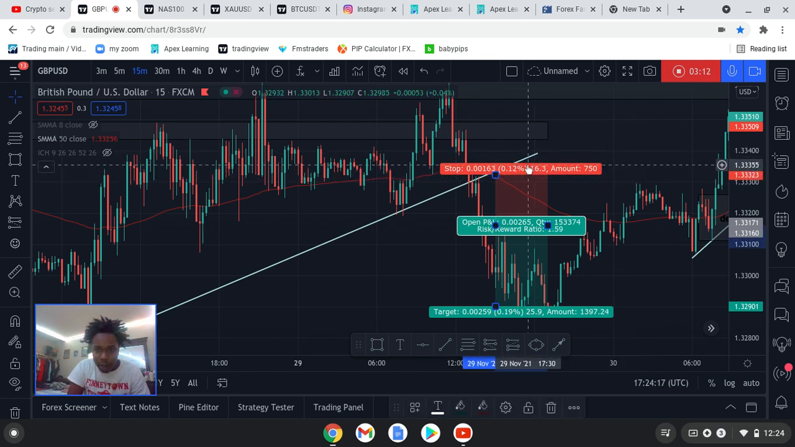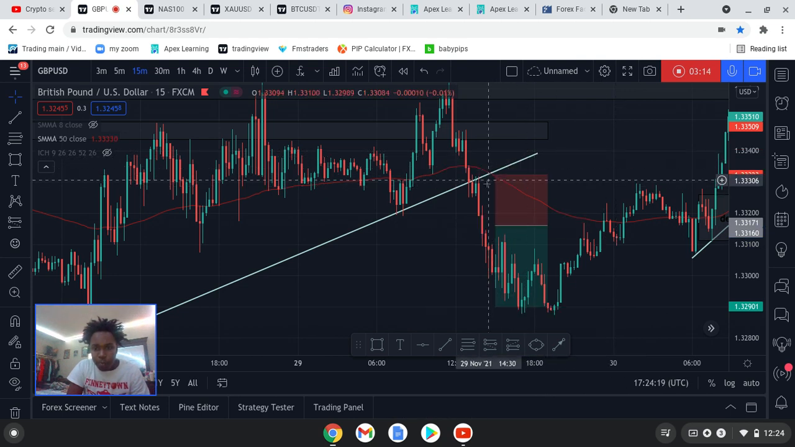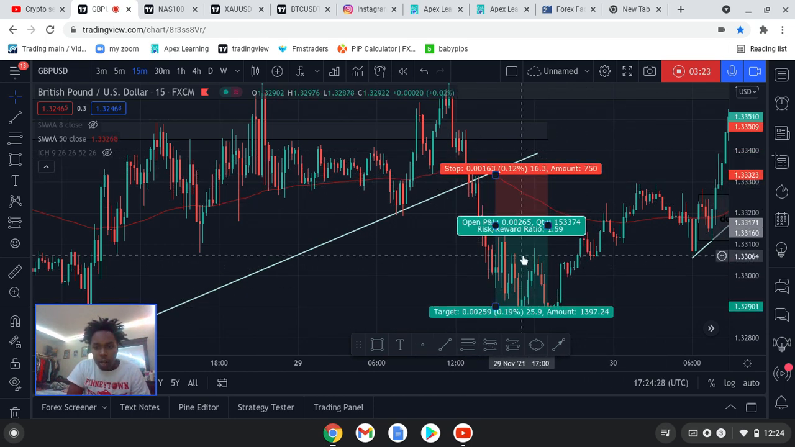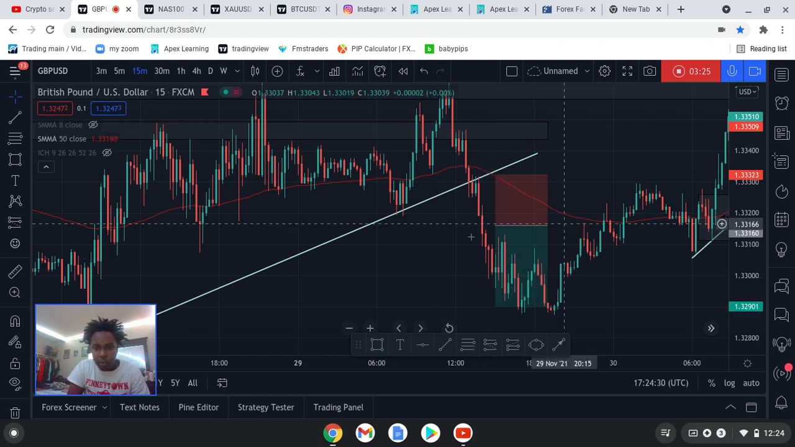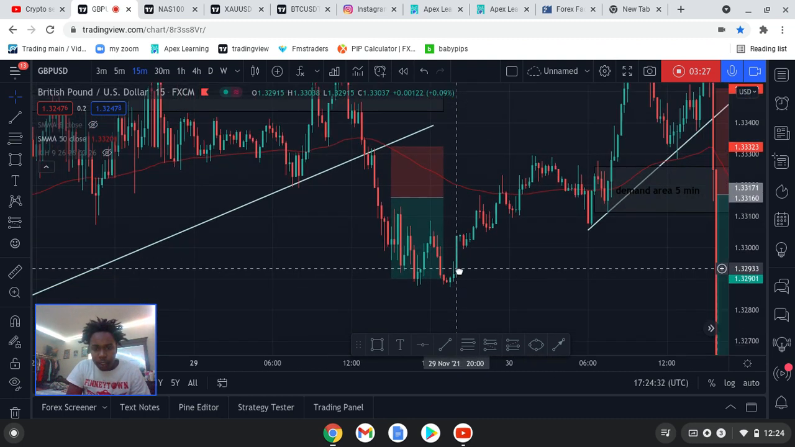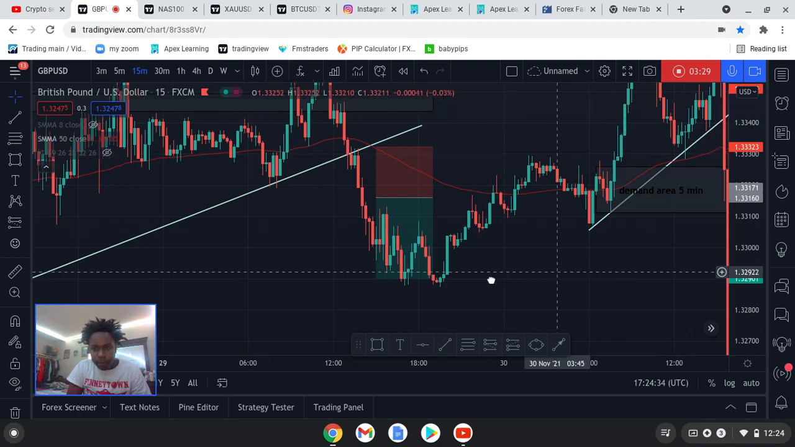I always have a very tight stop loss because if price had reversed and come back inside this trend line, then most likely it was a false breakout. So I caught a 1 to 6 on this trade, 1 to 5, 1 to 6. So yeah, that was that trade.